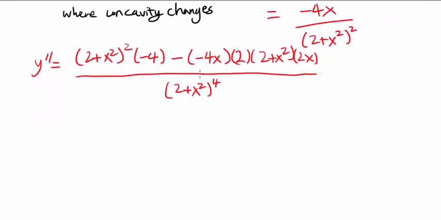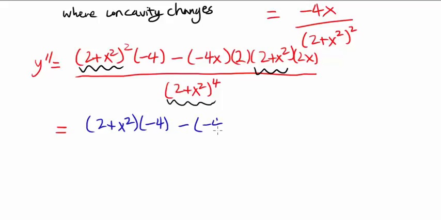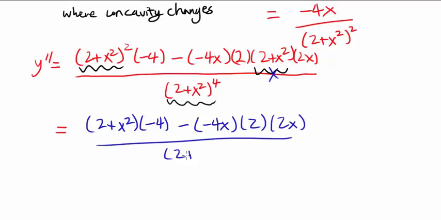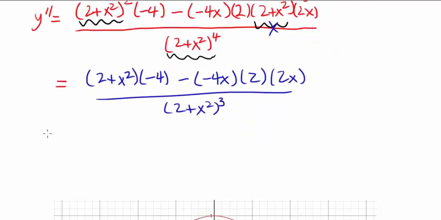We're going to start by dividing both sides by 2 plus x squared. The reason I'm dividing by 2 plus x squared is because we have 2 plus x squared, squared here, we have 2 plus x squared, and we have 2 plus x squared to the fourth. So we can divide by 2 plus x squared, getting rid of the excess factors. And that's going to get us 2 plus x squared to the first power now, times negative 4, minus negative 4x, times 2 times 2x, over 2 plus x squared cubed.